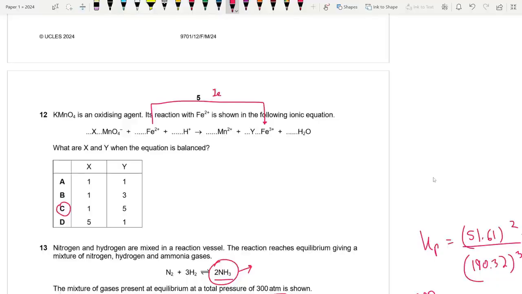manganese in permanganate is +7, and it turns to +2, so a total of 5 electrons are transferred. To balance the number of electrons, you need to multiply this by 5, so there should be a 5 here before iron, so Y should be 5, and there should be a 1 before manganese. X should be 1.